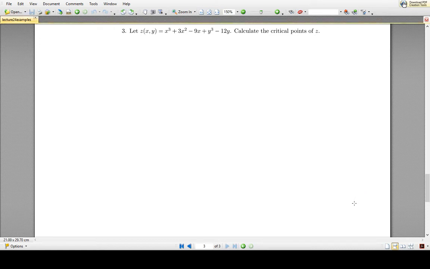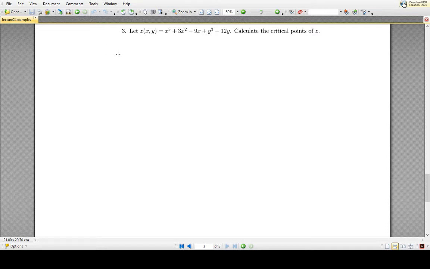In this question, they're asking us to calculate the critical points of a function z, where z is a function of variables x and y, and z is defined to be x cubed plus 3x squared minus 9x plus y cubed minus 12y. So let's go ahead and calculate the critical points.